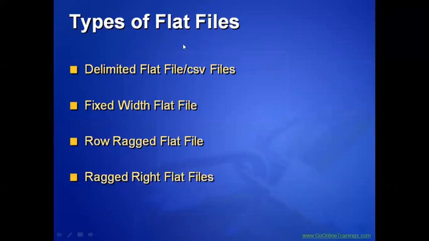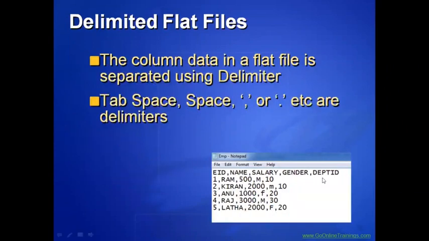Now, types of flat files. There is fixed width flat file, ragged right flat file, and delimited flat file. Delimited means this is the delimitation. So I will have a comma. There is a comma called a delimiter, right? You can have a full stop or a comma or a space or a tab space. You can create anything with the delimiter. So this is what is called a delimited flat file.